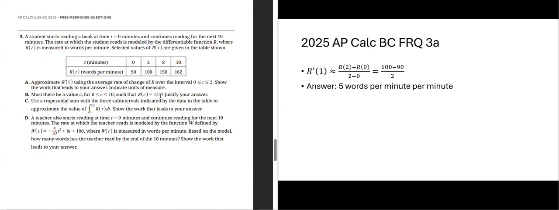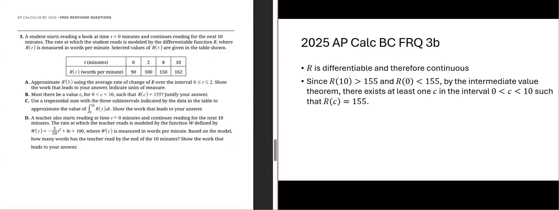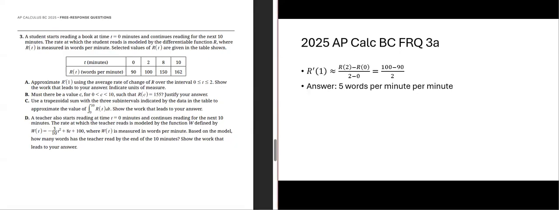Now, part B, must there be a value c, with c between 0 and 10, such that r of c is 155? Justify your answer, okay? Does this sound familiar at all? This is asking about the intermediate value theorem. Actually, from my memory, I might have forgotten, but I honestly have not seen it explicitly ask an intermediate value theorem thing on FRQ in a while, or at all, okay? So it's usually in the multiple choice, but here it's a FRQ, all right? Maybe in the ABs it's more common, but in the BCs that I've looked at recently, I haven't seen it.